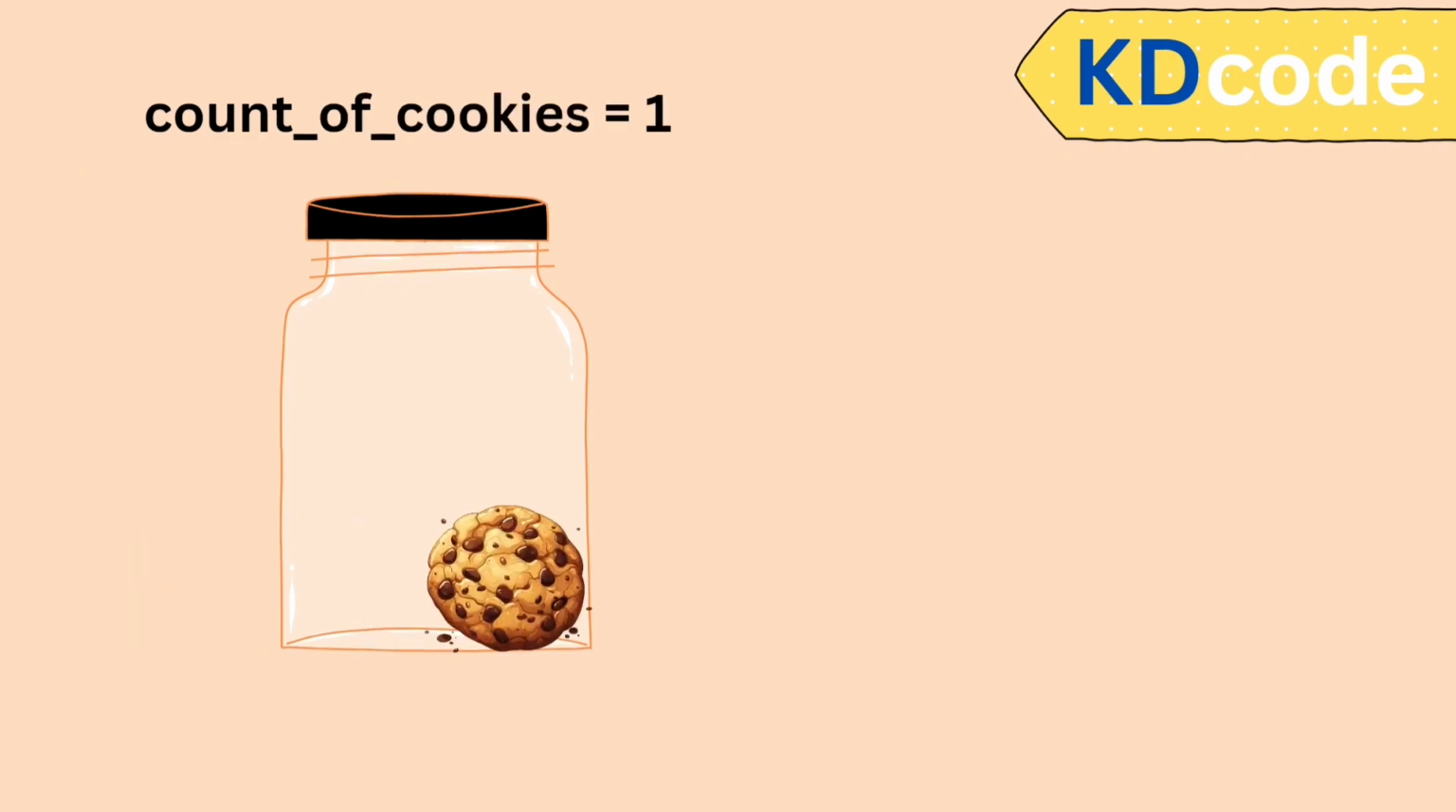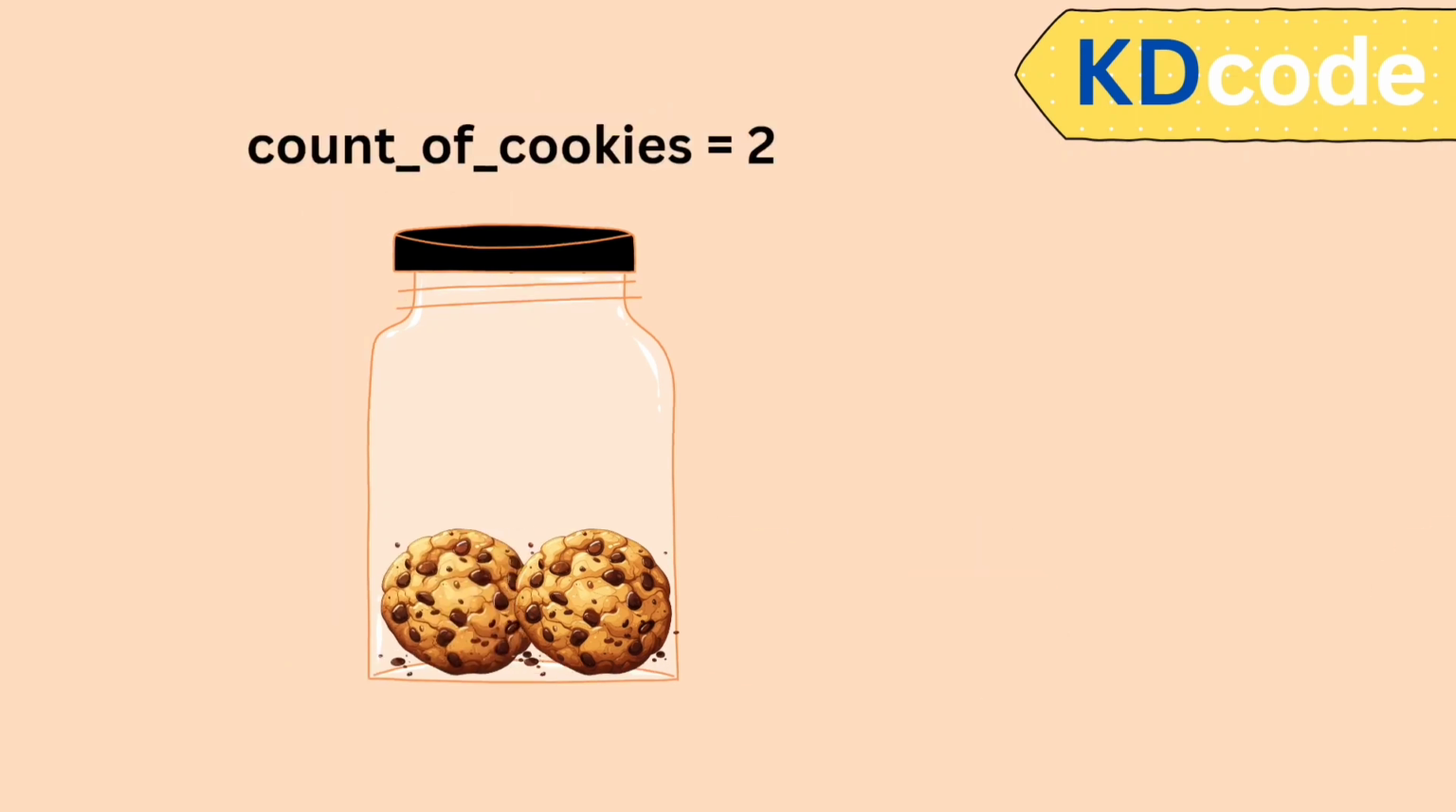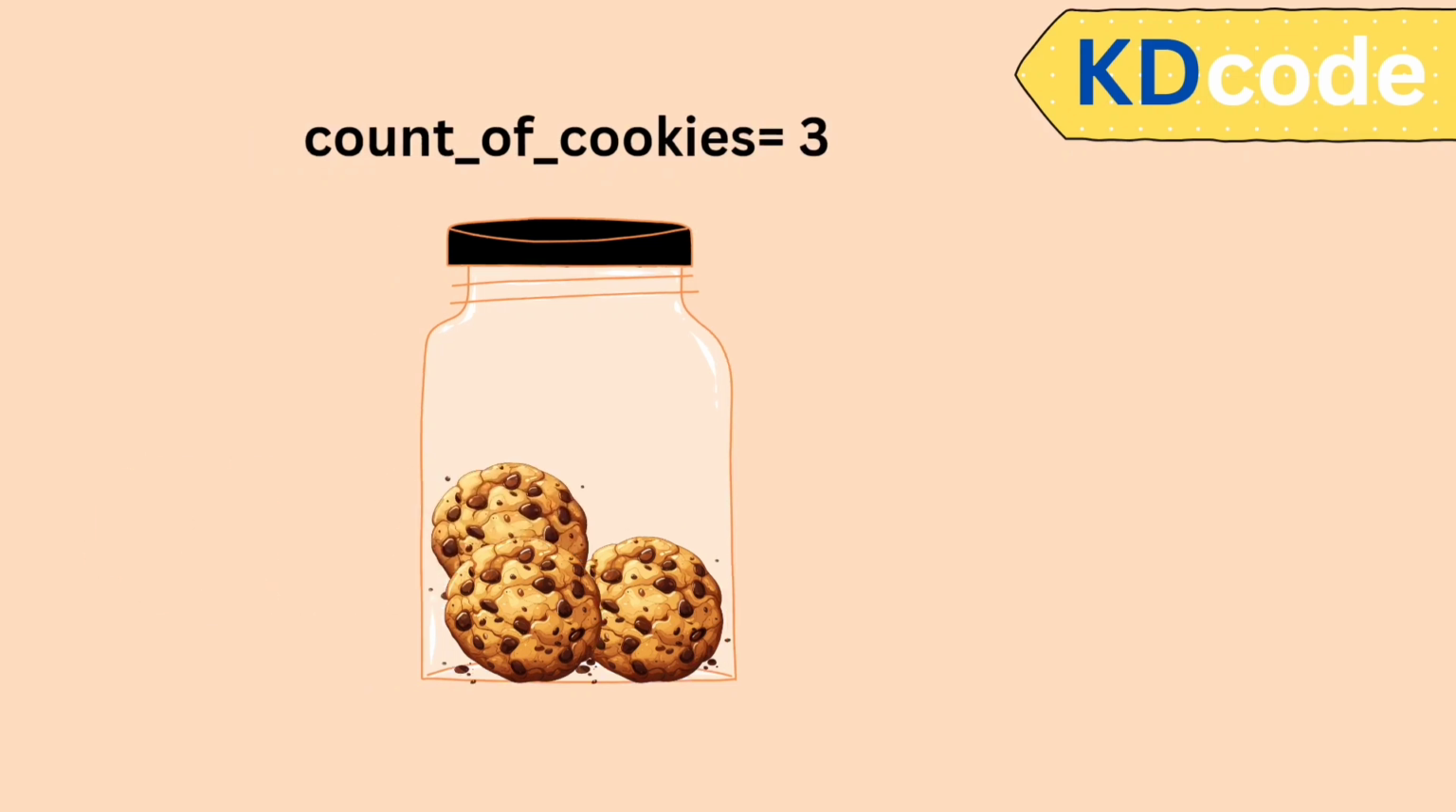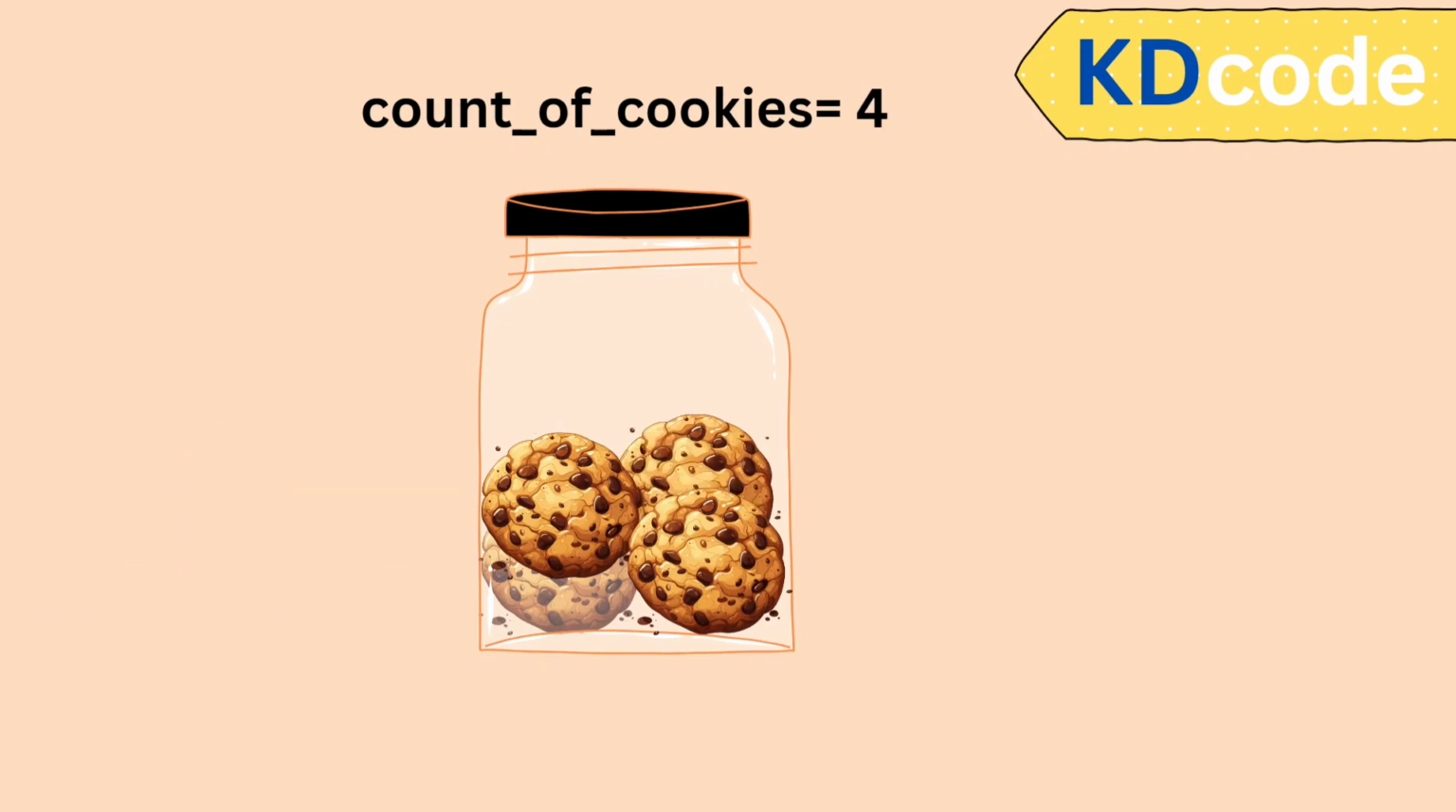Here, we are adding one cookie to the jar. As a result, the count of cookies value is increased to 1. Then, in the same way, we are adding another cookie. Now the count is 2, which means we have 2 cookies in the jar. Then our variable is count of cookies having the value 2. In the same way, we are adding the third cookie and the fourth cookie as well. We have 4 cookies in our jar.